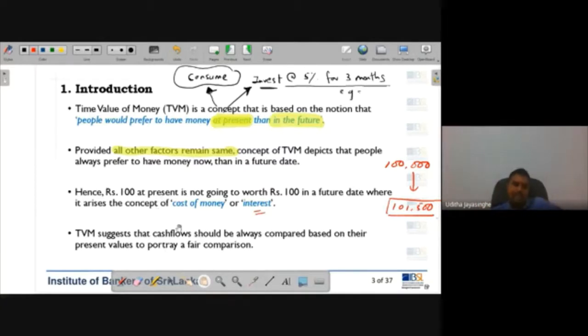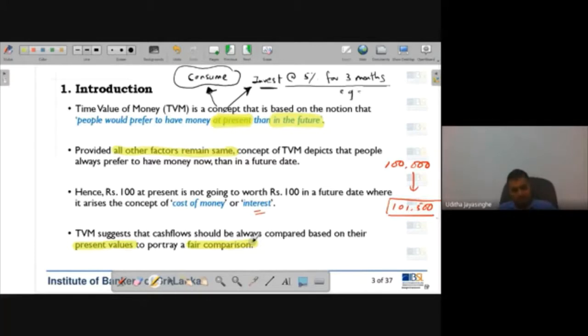Last point: time value of money suggests that cash flows should always be compared based on their present value to portray a fair comparison. Present value, fair comparison. What if you take your 100,000 odd salary or 200,000 odd salary and try to compare that with your parents' salary in the 1980s? They had 3,000 rupees. Can you compare those two numbers? You really can't. Why? Because the timing is different. Those are two different time points. Inflation comes into play. Things have become more expensive. You put up an index and see how the index value has increased over time. So after 30 years, that 3,000 rupees may be even more than 200,000.